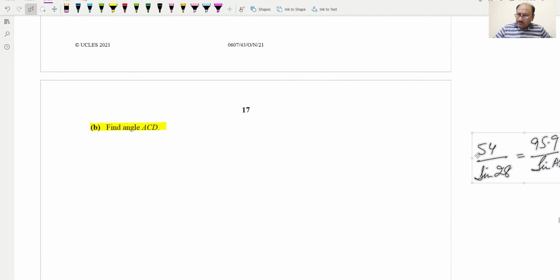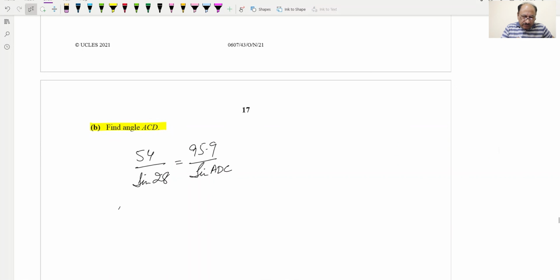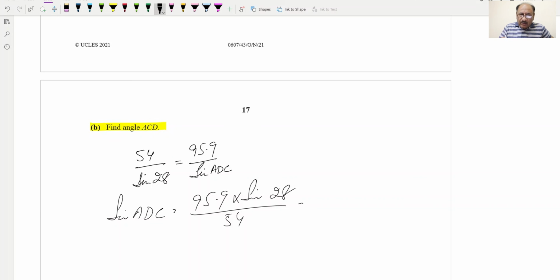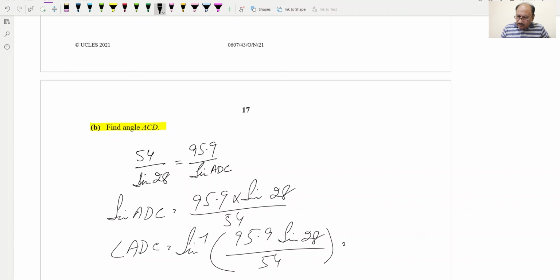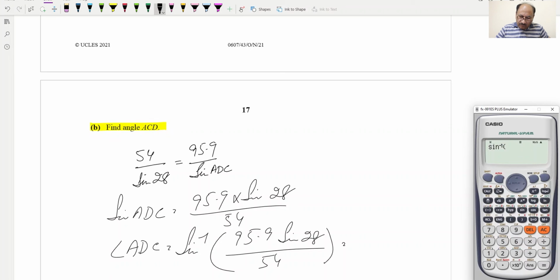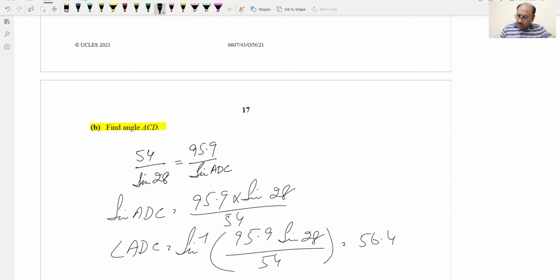We can shift it over here, and this is the equation which we have written, and we can shift: sine ADC will be equal to 95.9 into sine of 28 divided by 54, and before writing this we will say angle ADC will be equal to sine inverse of 95.9 sine of 28 over 54, and this will be equal to shift sine of fraction 95.9 sine of 28 bracket close, and this will be 54, and this bracket will be closed, and this is equal to 56.4855. So we will round to three significant figures.